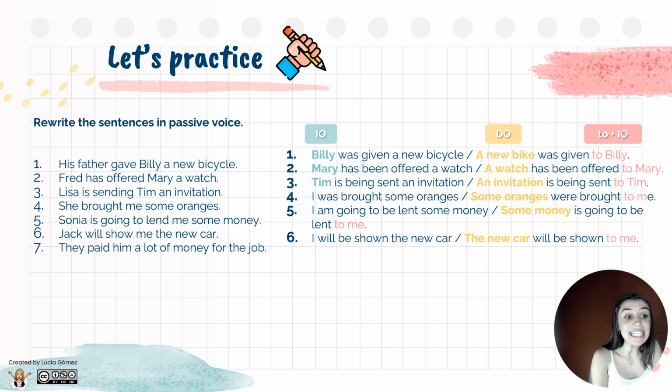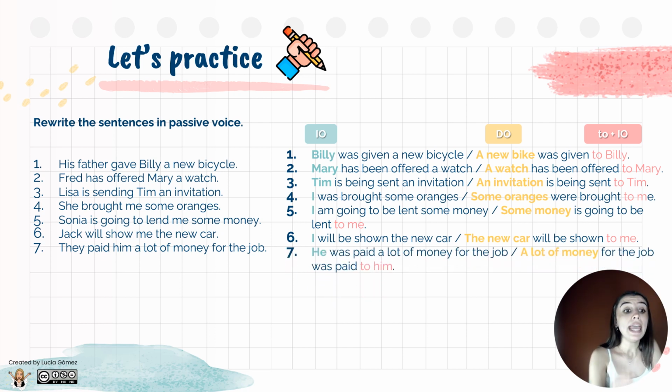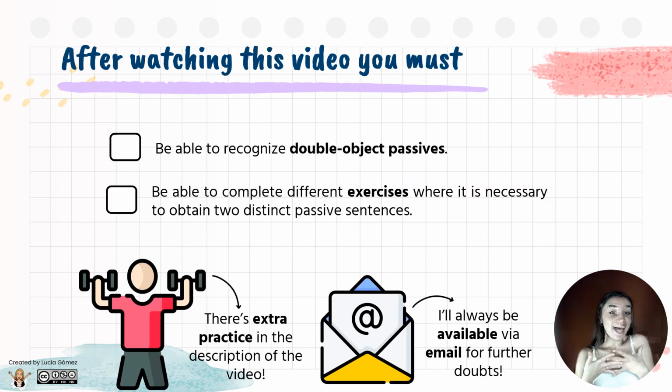And then they paid him a load of money for the job. He was paid a load of money for the job, or a load of money for the job was paid to him. And this is it.